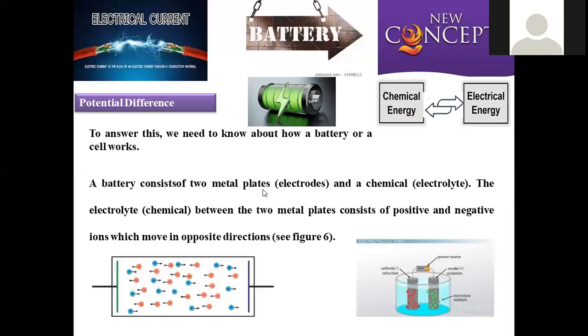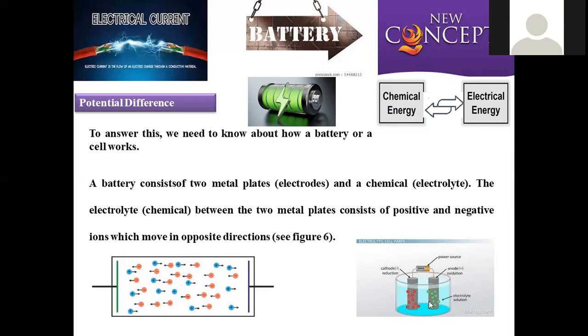A battery consists of two metal plates. Two metal plates are arranged inside, and these are denoted as electrodes. And a chemical is poured into it. The liquid material surrounding these two electrodes is called the electrolytic solution, where ionization of materials is possible. The electrolyte between the two metal plates consists of positive and negative ions. For example, if you take copper sulfate solution, Cu2+ positive and SO4 2- negative charges will be there. So the cell acquires both the positive and the negative ions inside it.